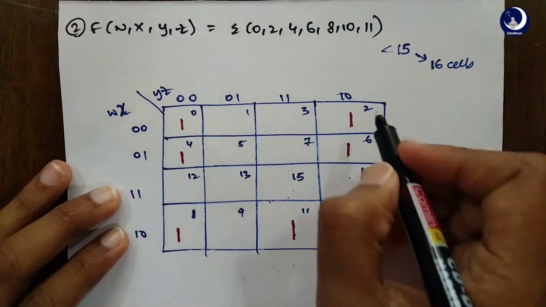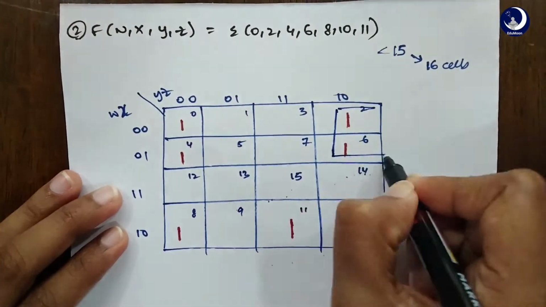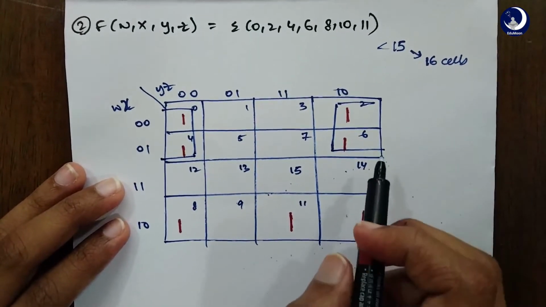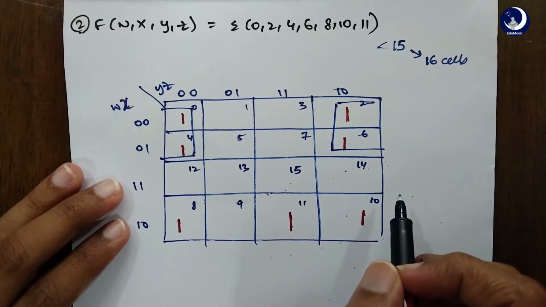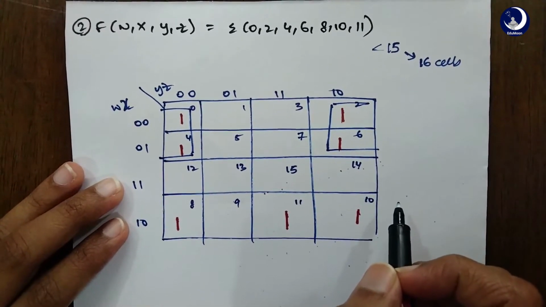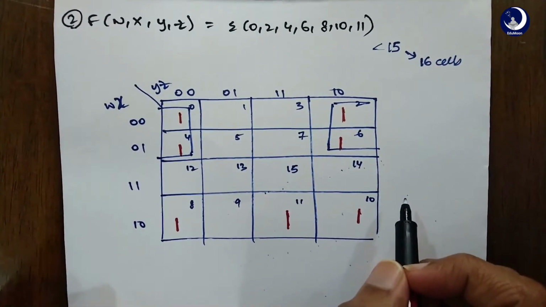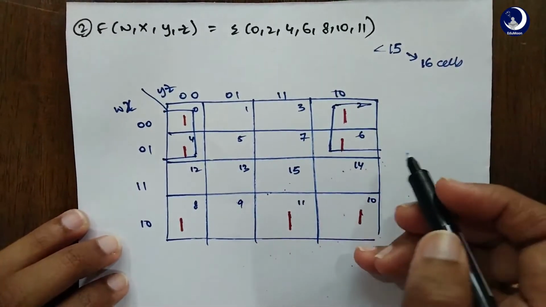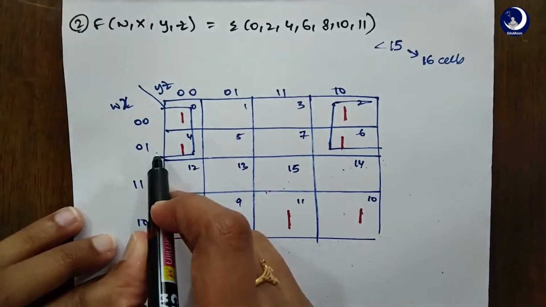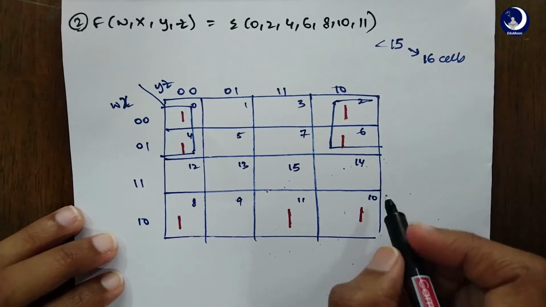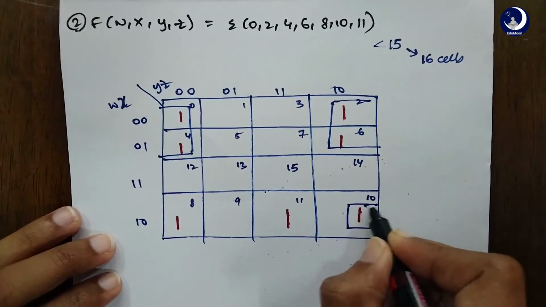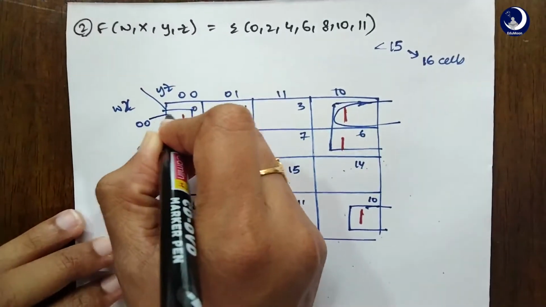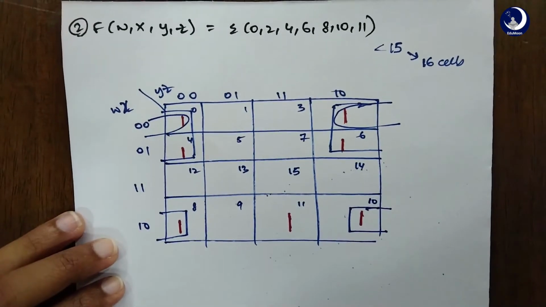Now we can use these two and form a quad. Quad means 4. You might be wondering why we can't take 3 or 6. We can't do that. It is only built upon pairs. So you can have 2 or 4 or 8, but it should only be in powers of 2. So this one and this one can form a quad, and again this one and this one can again form a quad.